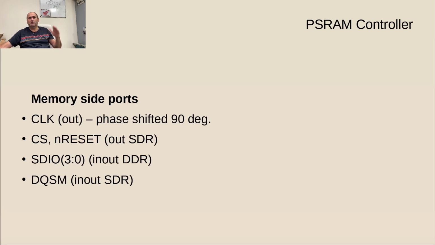Okay, so on the memory side, we have the clock going out to the memory, which is shifted 90 degrees. I'll explain later on why. Chip select, reset, DQSM signals, which are SDR. Now the DQSM is bidirectional because we need to read the DQSM to figure out if there is a collision at the beginning of the transaction, and then it can become an input or an output depending on the type of access. Now the SDIO, obviously they are bidirectional and they are DDR.